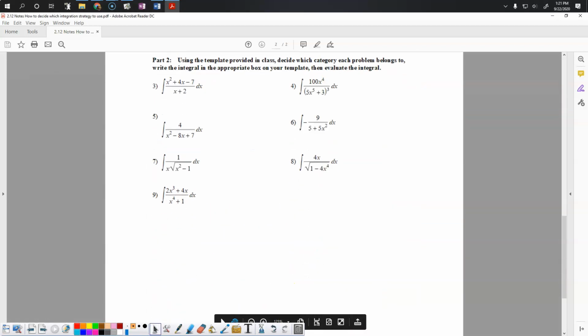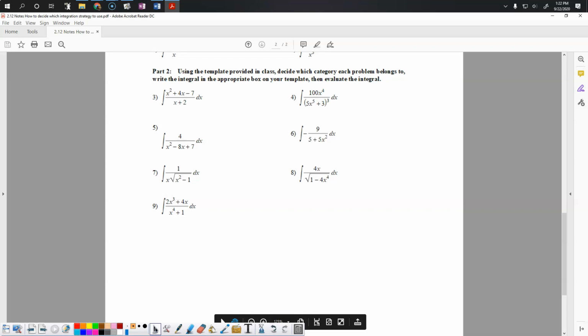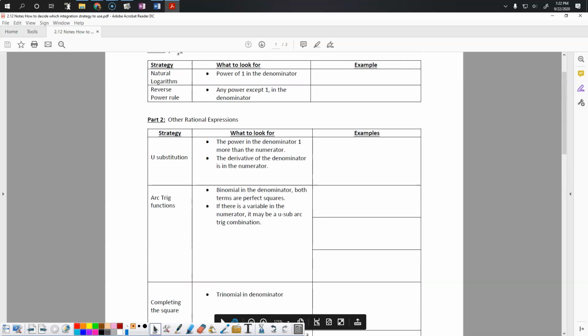Okay? So part 1 was just how do you deal with these ones that have a number over x to some power. Okay? But the rest of them are polynomials or more complicated looking expressions. Okay? And there's a variety of strategies that we want to make sure we're familiar with. So let's go ahead and take a look at these.